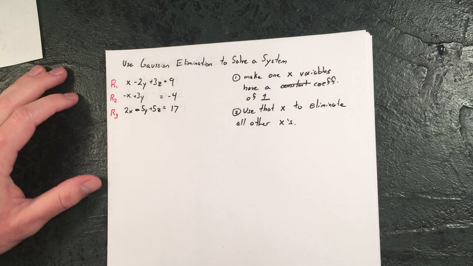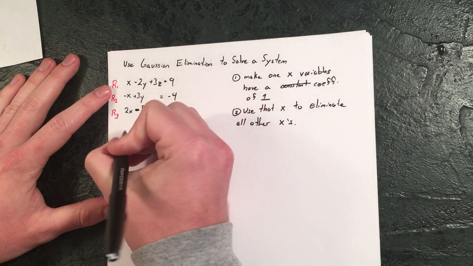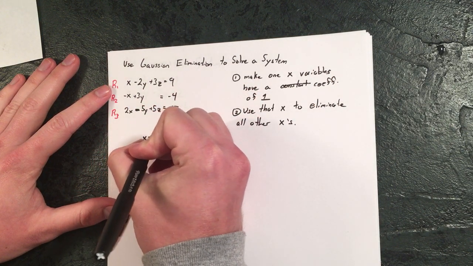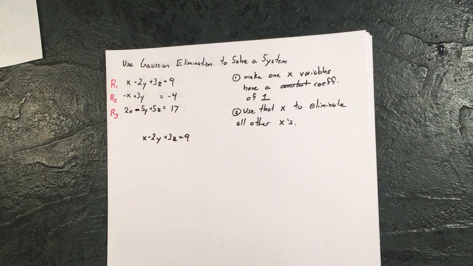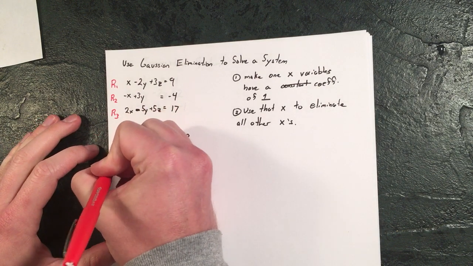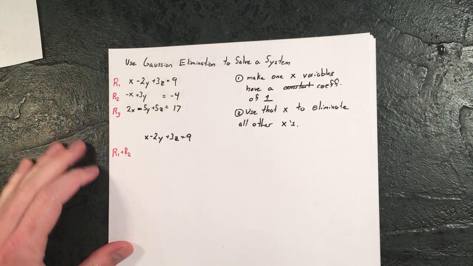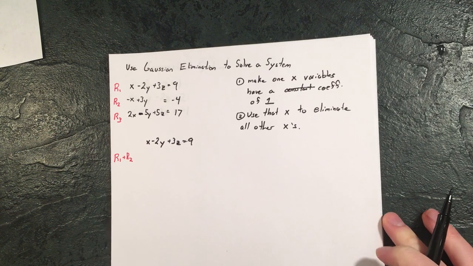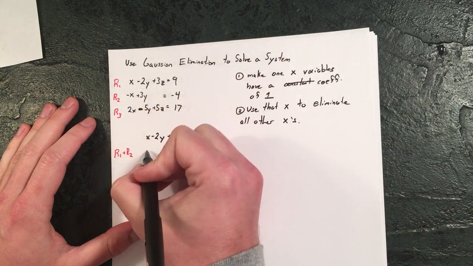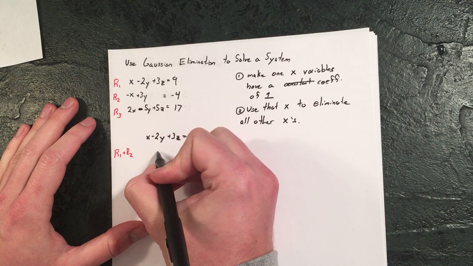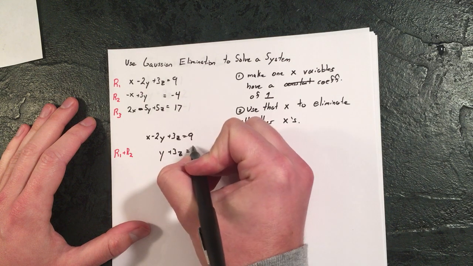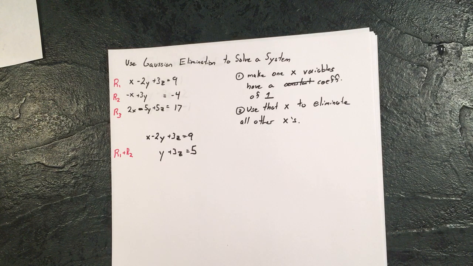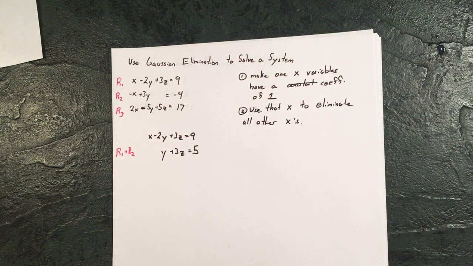So in my next line, I always want my row 1 to stay the same. So I can write x minus 2y plus 3z equals 9. Then what I am going to do is add row 1 plus row 2 to help us know what we're actually doing here. If we add these two rows, we're left with nothing here. We're left with a y here, we're left with 3z, and we're left with a 5 here. That's how we get this new row, by combining row 1 and row 2.